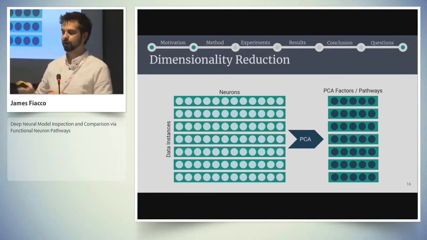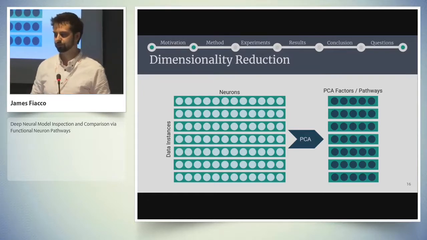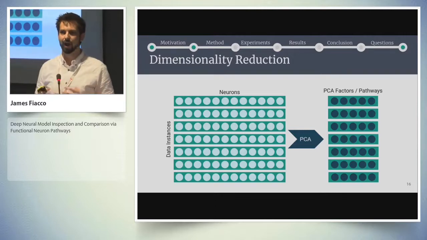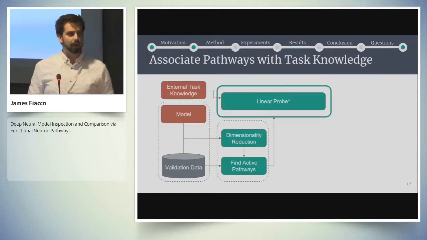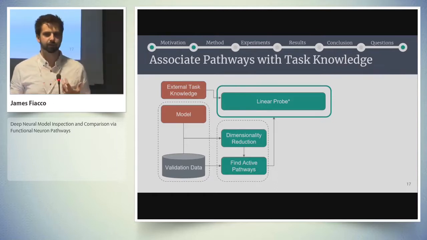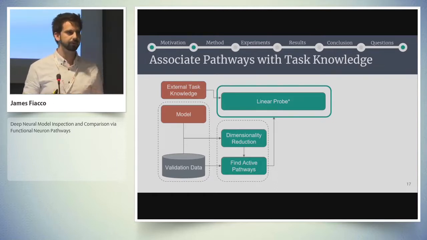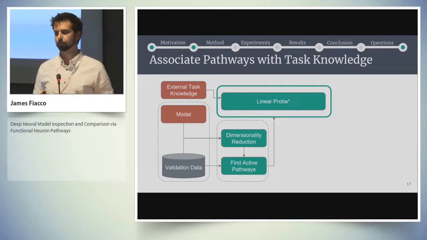And the resulting value in the dimensionality reduced matrix kind of corresponds to how active that pathway is for that given data instance. So now that we have these pathways, we can start associating them with task knowledge, and we do this through a series of probing tasks.